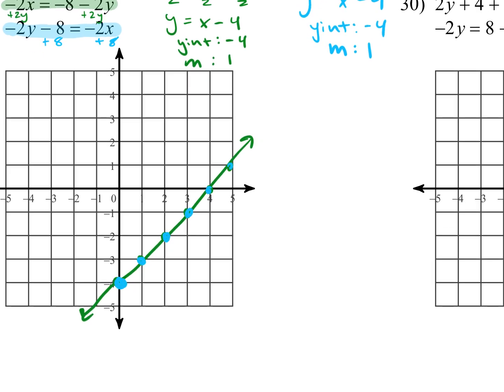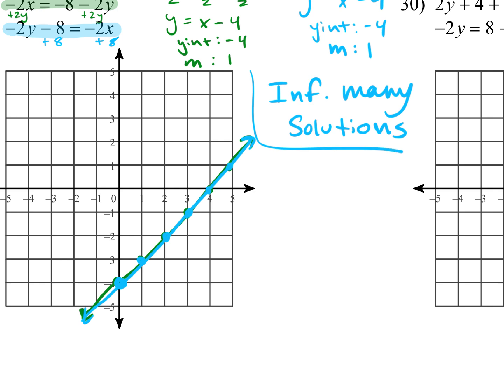What do we notice about our lines? It's the same line. So what do you think our answer is? Infinitely many solutions. Or you could say many solutions. So it's not really all solutions. It has to be like a solution from this line. So that's why it's infinitely many solutions, because the line goes on to infinity. So there's a ton of different answers here.